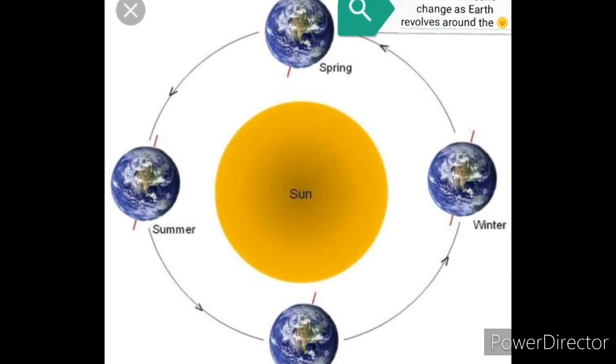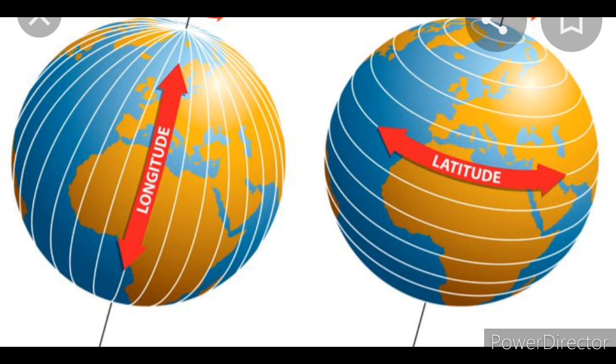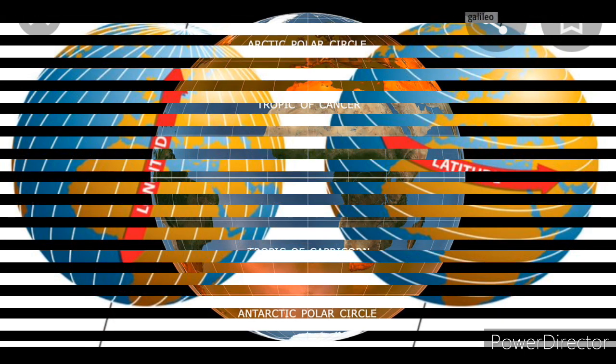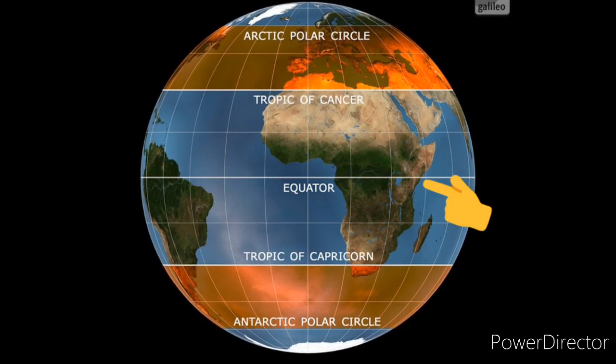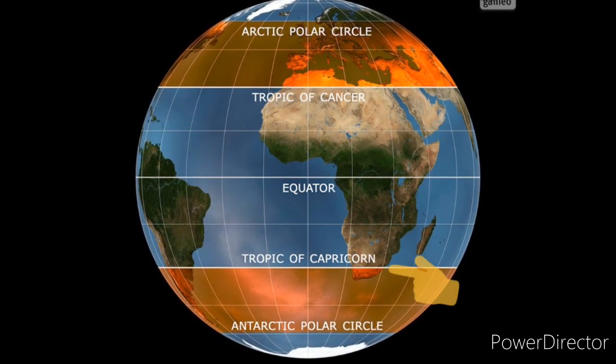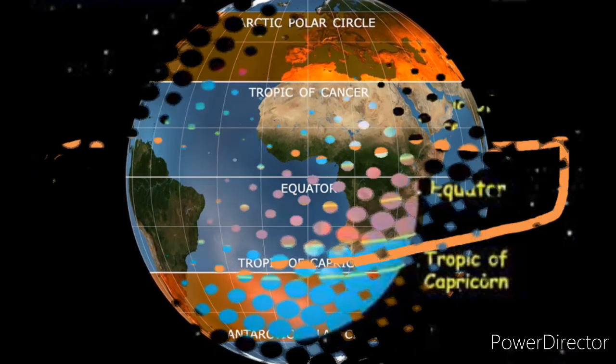Take a look at the diagram. The Earth has imaginary long lines from North Pole to South Pole that tell time, and it also has imaginary lines that run across Earth's surface from east to west, which we call lines of latitude. The most significant latitudes are the equator, Tropic of Cancer, Tropic of Capricorn, the Arctic Circle, and the Antarctic Circle.